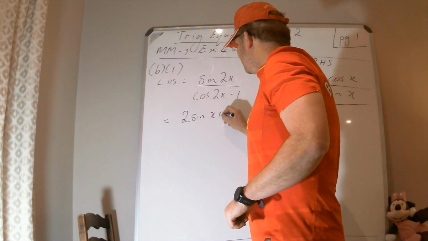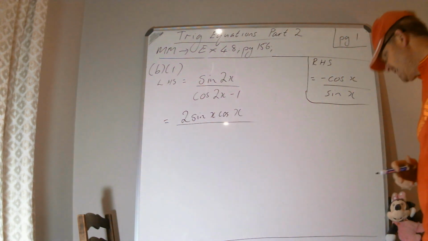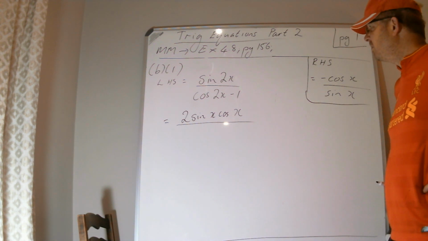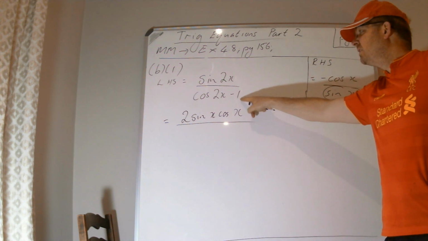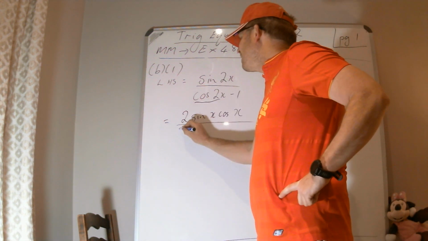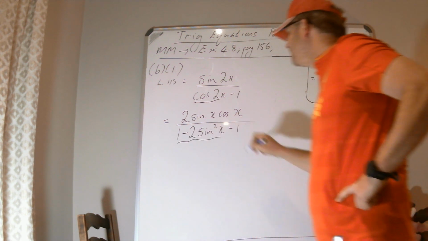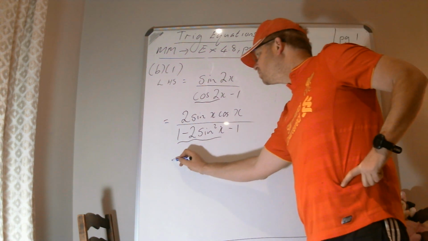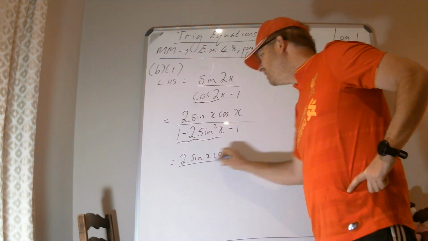Sine 2x will become 2 sine x cos x. Okay, right, and then cos 2x minus 1. Now cos 2x, you've got a choice of 3, but look at the right hand side. At the bottom on the right hand side is sine x. So I would keep that as sine, which is obviously what Tatiana said, so make that 1 minus 2 sine squared x. Okay, so that's that, minus 1.